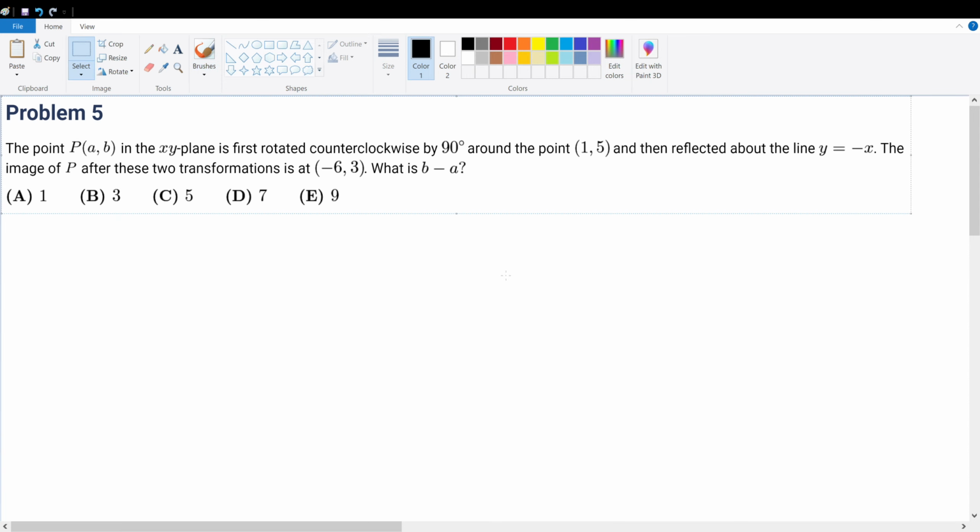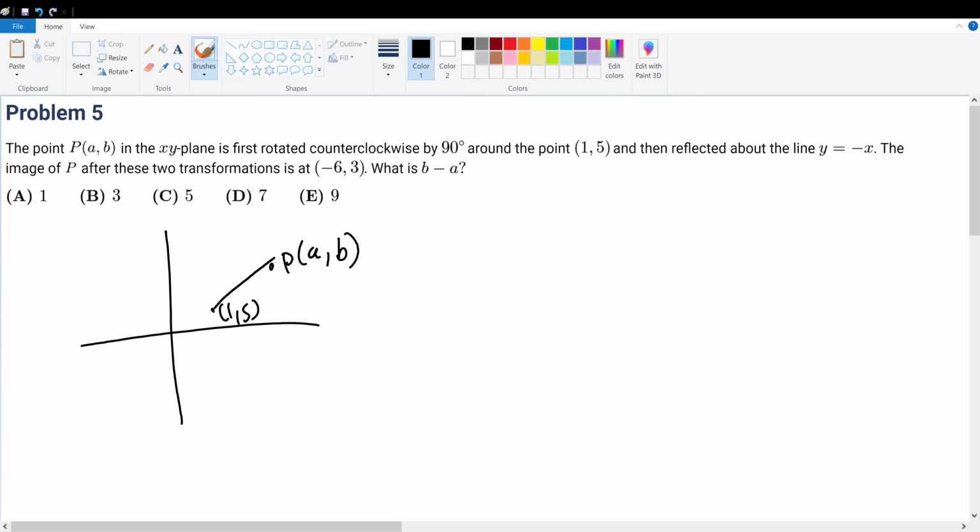We have problem 5. The point P is (a, b) and is in the xy plane, and let's suppose that point is right here, (a, b). We also know that it's first rotated 90 degrees about the point (1, 5). We'll get to that later. So let's call this (1, 5). Then the resulting point, let's say it's somewhere here, P prime with (c, d).